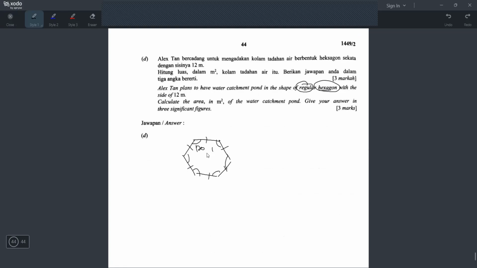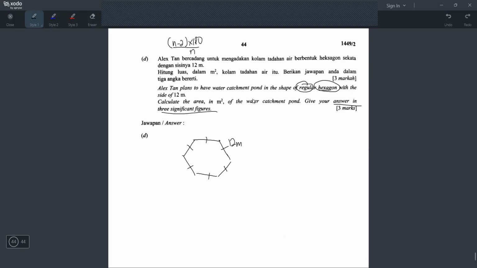Okay, but I'm not sure whether I need the angle or not, so I will not write it. How I know it's 120 is because of this formula: n minus 2 times 180 divide n. The n I ganti 6. If you use this formula, you get 120. But let's see what they want first. With the side of 12 meters, so all of this is 12 meter. Calculate the area of the water catchment pond. Give your answer in 3 significant figures.